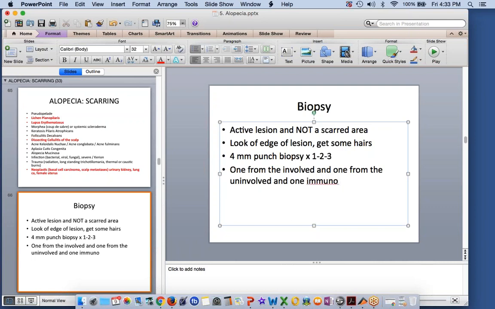Because if you're dealing with, say, lupus, if it's discoid, 25% of the time you'll see a positive immuno, and sometimes if it's systemic lupus erythematosus, it's non-scarring, but you might pick up a positive immuno. So you could do up to 3 and not be wrong about doing that.